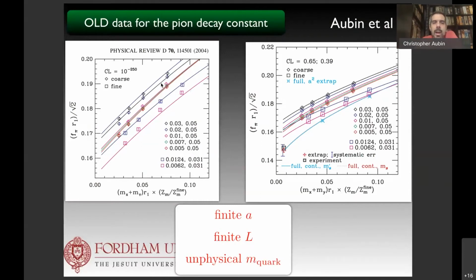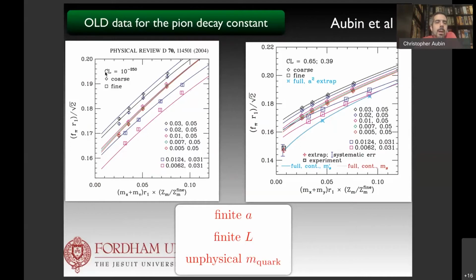I'll describe what is used in order to get these fits in a second, but the old way of looking at these fits doesn't incorporate the fact that we have this finite lattice spacing. Okay, and so there's sort of a problem with these fits, and you can see that in this number right here, the CL equals 10 to the negative 250.